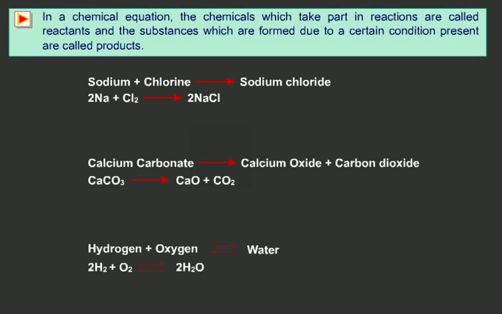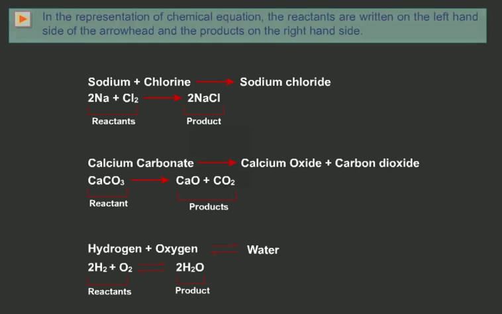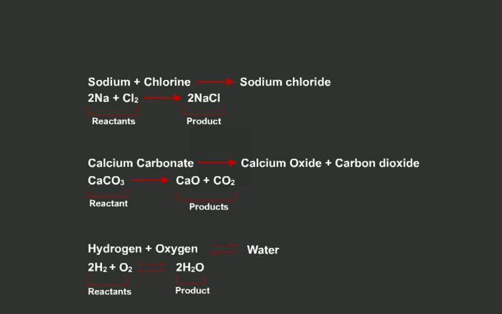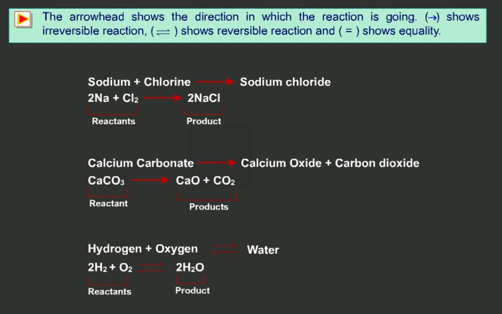In a chemical equation, the chemicals which take part in reactions are called reactants, and the substances which are formed due to a certain condition present are called products. In the representation of a chemical equation, the reactants are written on the left-hand side of the arrowhead and the products on the right-hand side. The arrowhead shows the direction in which the reaction is going.